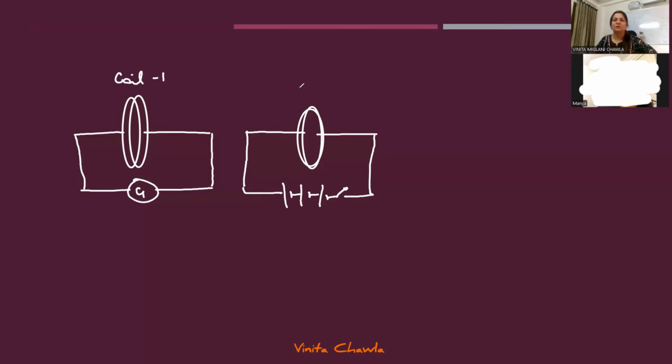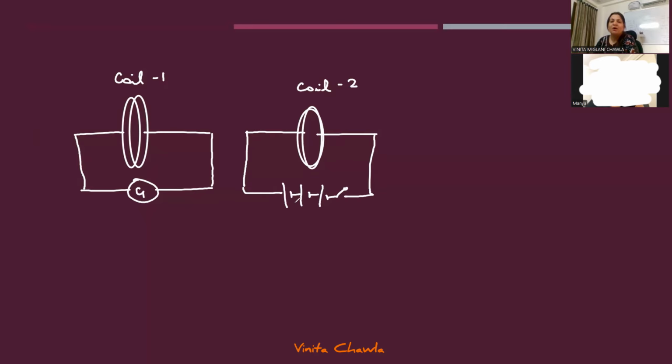Draw this circuit in your notebook. Yes. So this time we have two coils, and one is connected with a galvanometer and the other is connected with a battery and a key.